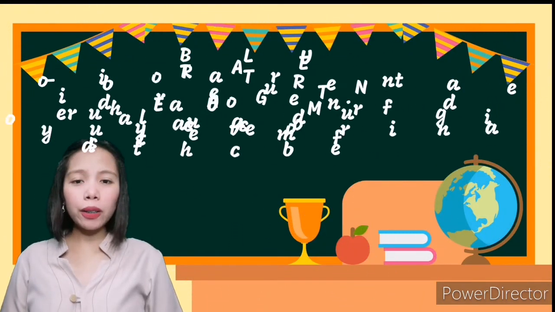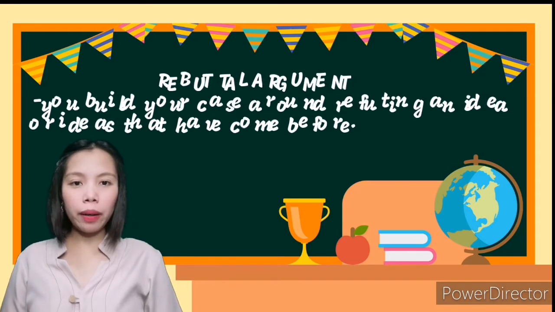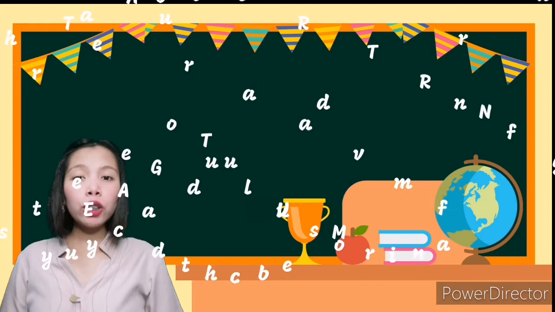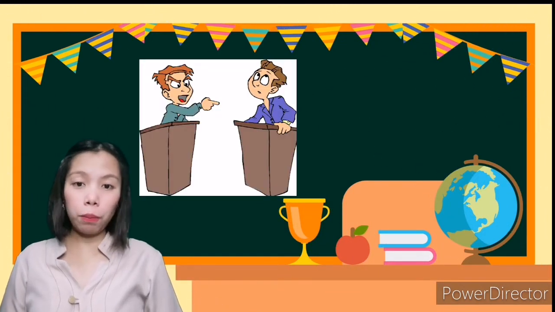Number 5 is rebuttal argument. In a rebuttal argument, you build your case around refuting an idea or ideas that have come before. In other words, your starting point is to challenge the ideas of the past.